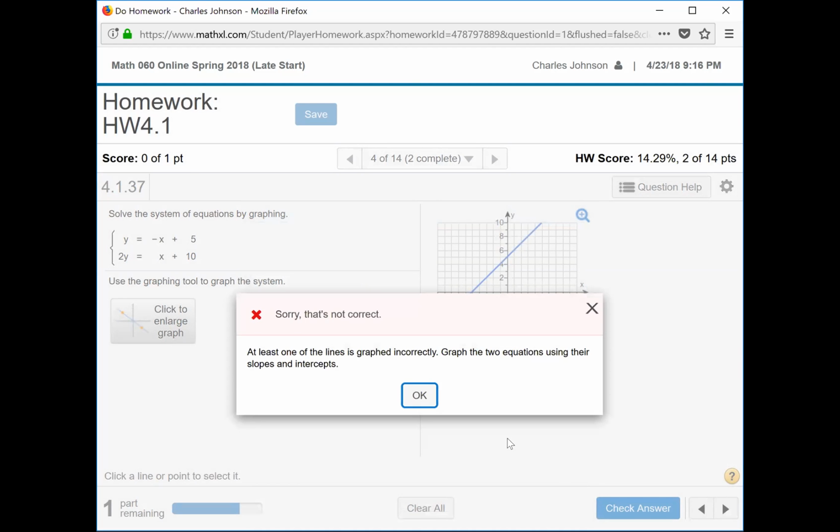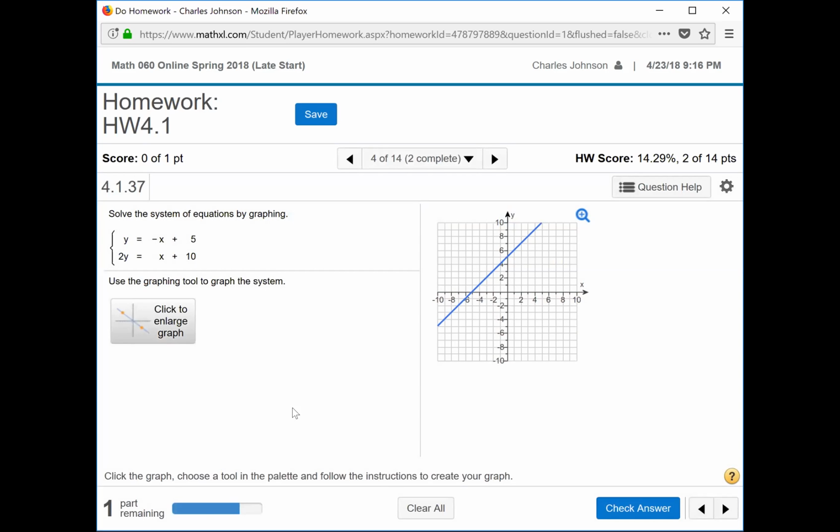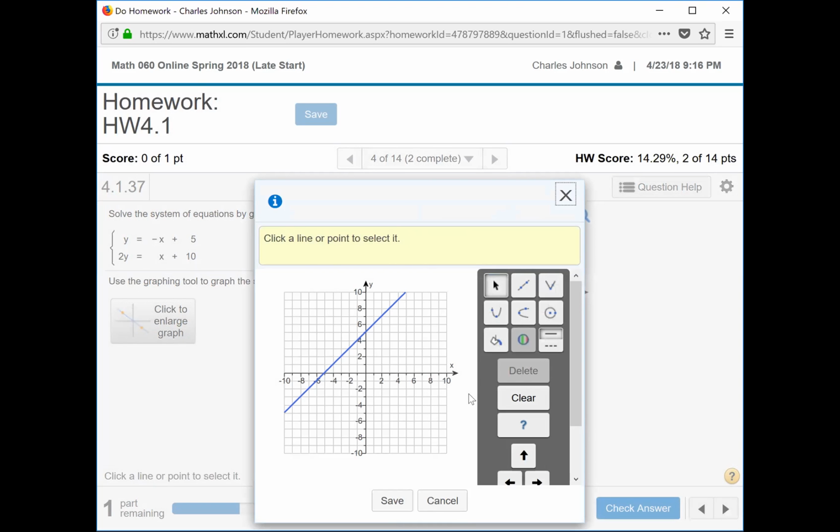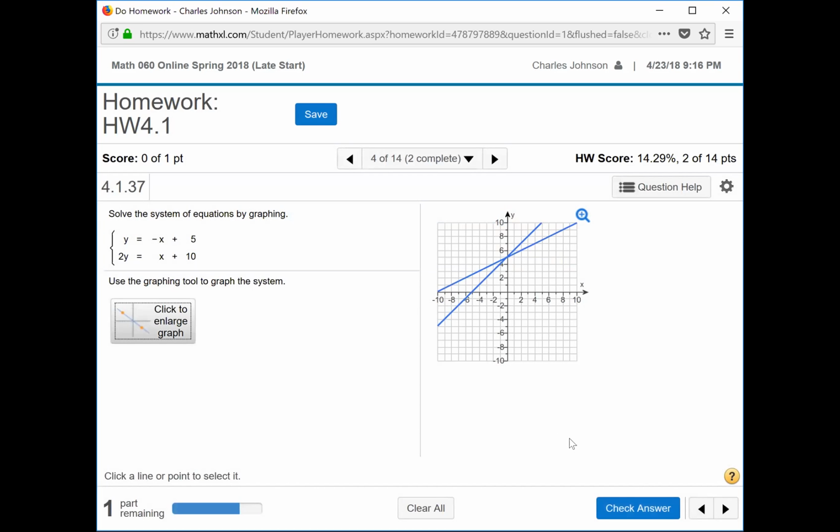So these have... Oh, I was supposed to graph this one. These have different slopes, so they intersect. So it's a y-intercept of 5, and it's a slope of rise 1 and run 2. Okay, so these do have a point of intersection.